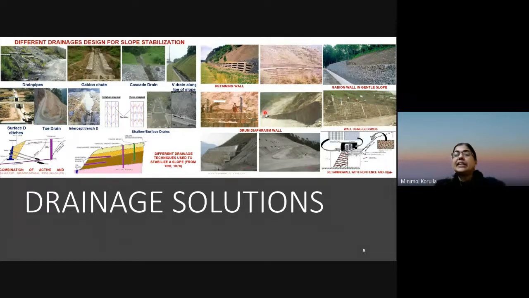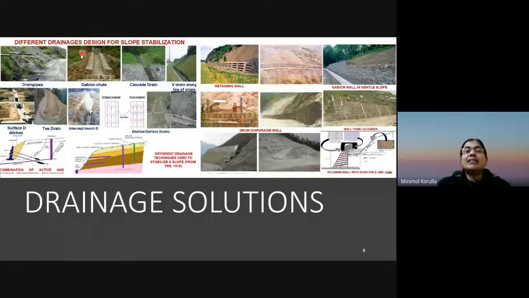Now coming to the drainage solutions. Drainage solutions can be just drainage pipes. What are we seeing here? I'm not sure all of you can see that, in a particular slope which is showing a lot of slope instability, just by introducing horizontal pipes and draining out water, that is making the slope stable.